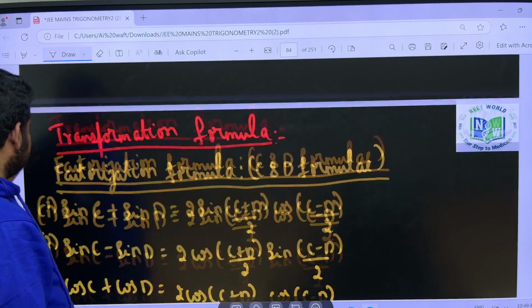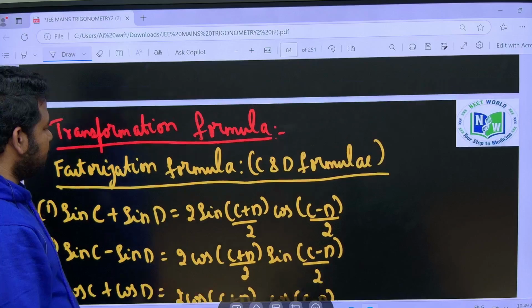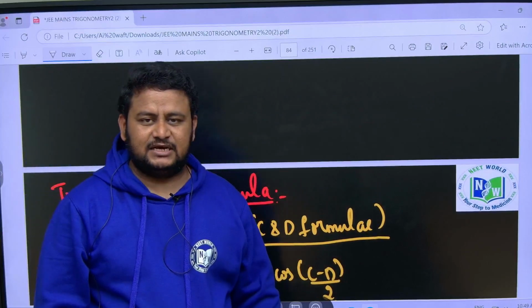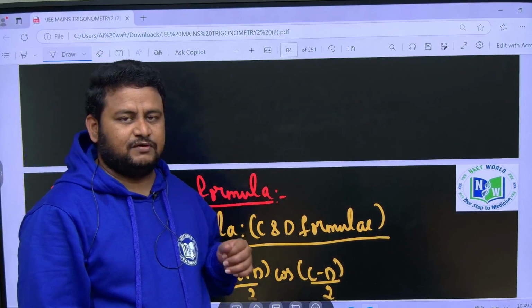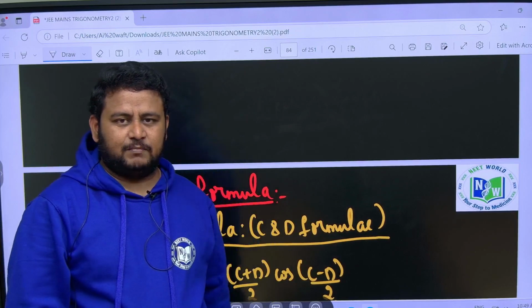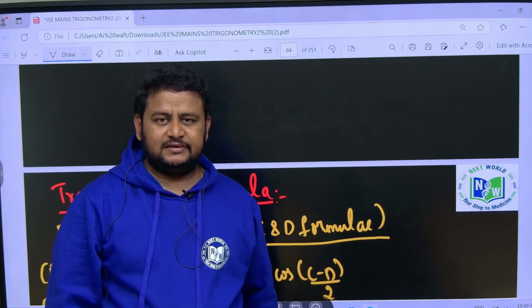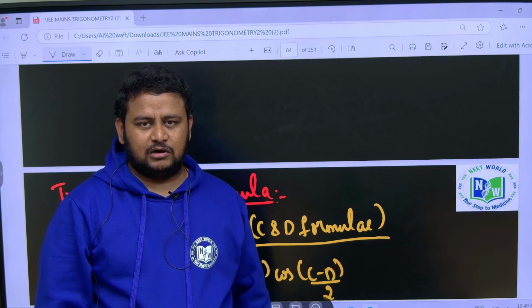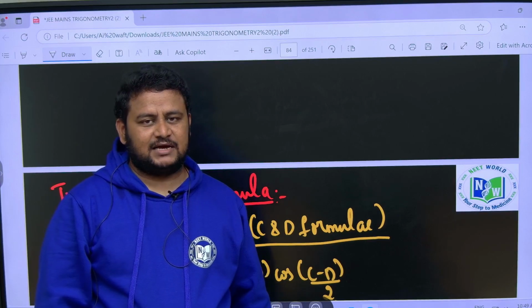Transformation formula, based on that we will take it up in the next class. So today in this class we have done formulas based on cos A, cos(60 minus A), cos(60 plus A), sin A, sin(60 minus A), all these things, and also the triple angle formula.